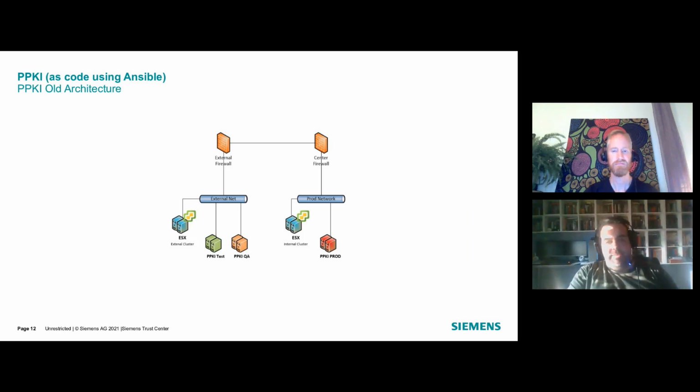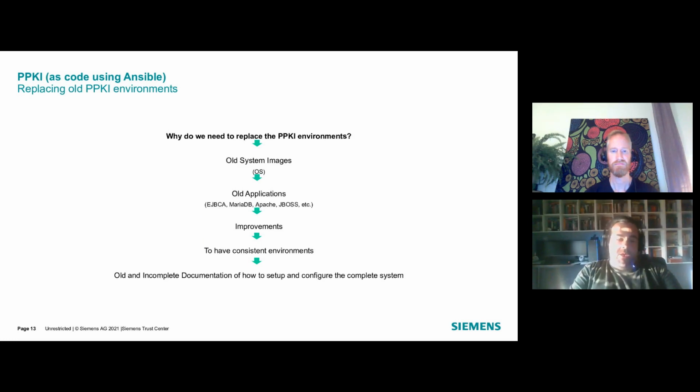Continuing. Here we can see what we had in the past, our old architecture. Just trying to explain what we have here. We had a PPKI test or dev environment, a QA, and a prod line, and we wanted to update this old infrastructure. Why do we need to replace these PPKI environments? First, because we had old system images and old applications, we want to do some improvements and have consistent environments, and of course, one of the major problems of companies nowadays: old and incomplete documentation of how to set up and configure the complete system.